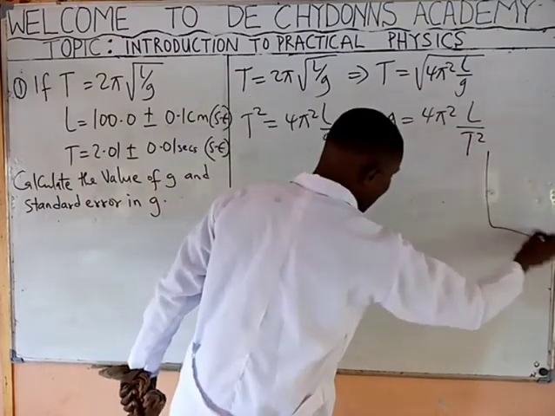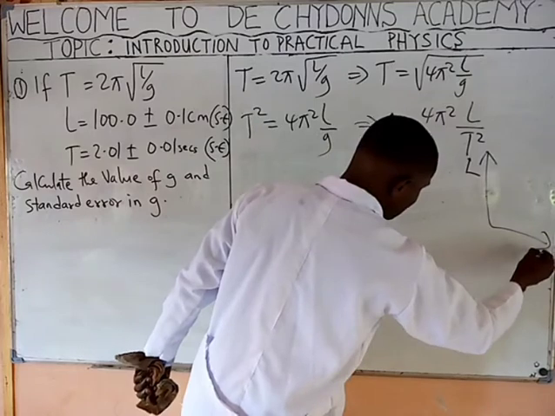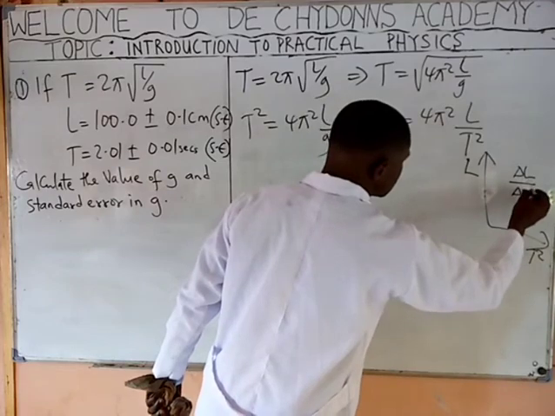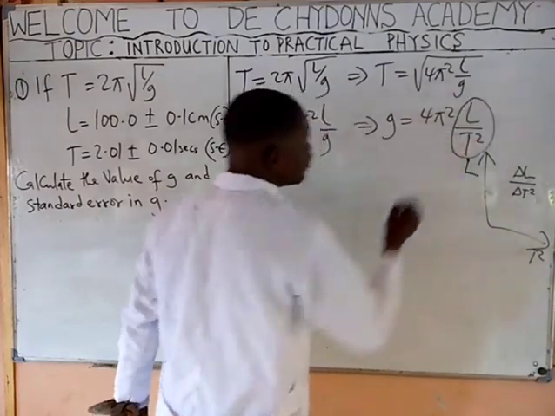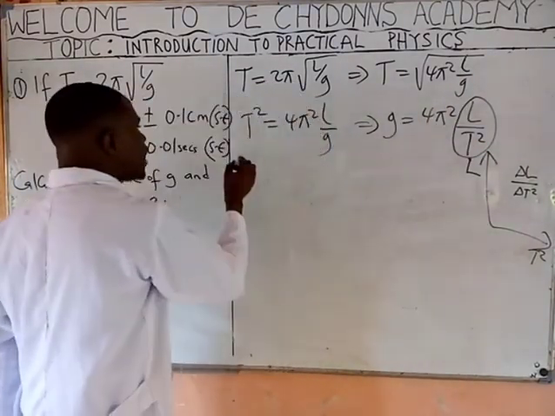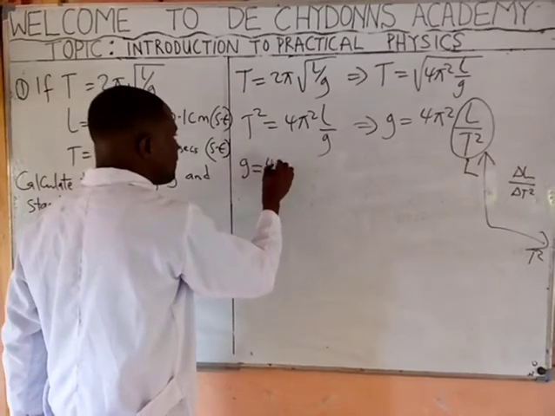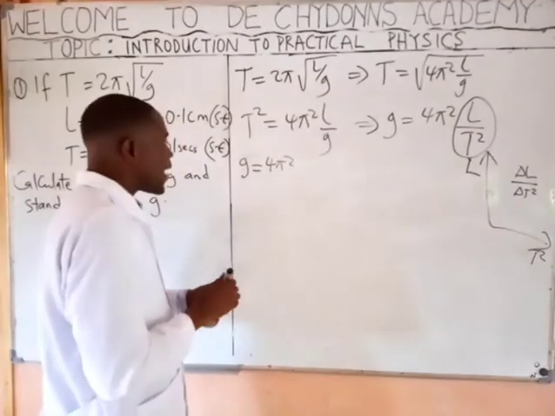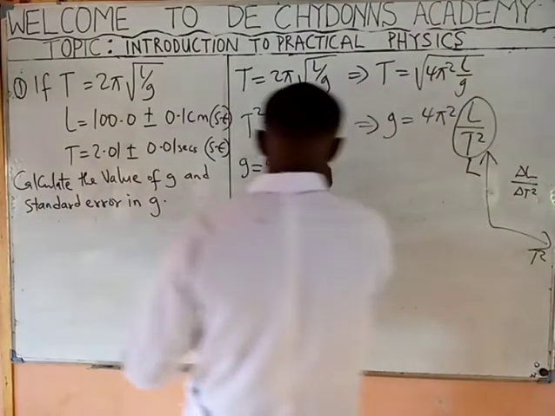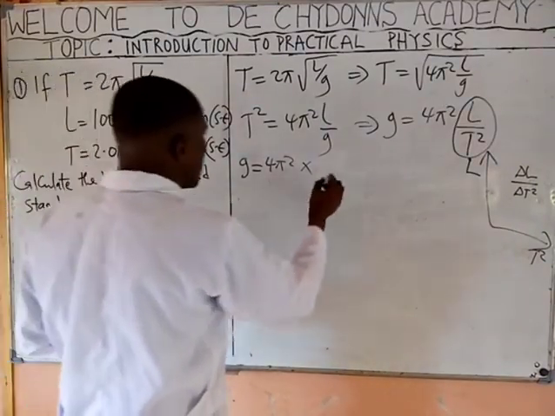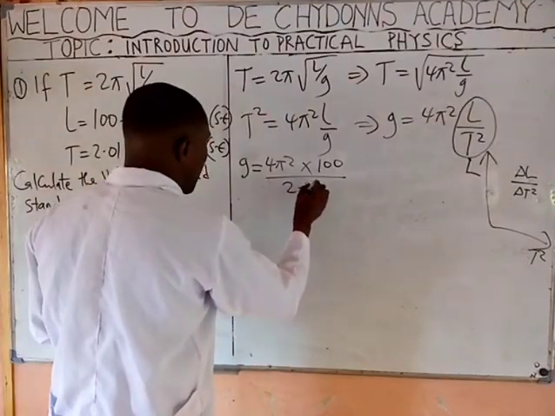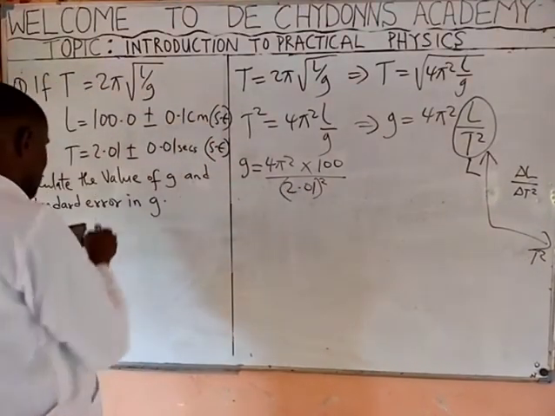That means when you plot a graph of L against T squared, your slope will be equal to change in L all over change in T squared. So the slope of this, times 4 pi squared, will give you your g. How do you get it? g equals 4 pi squared times what is your L? 100, all over what is your T? 2.01 all squared, because our T is given to us.